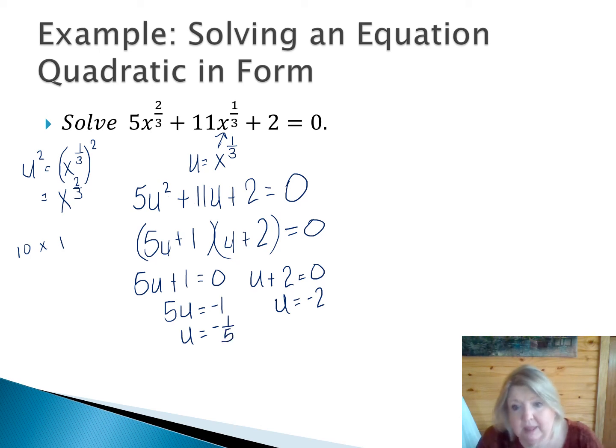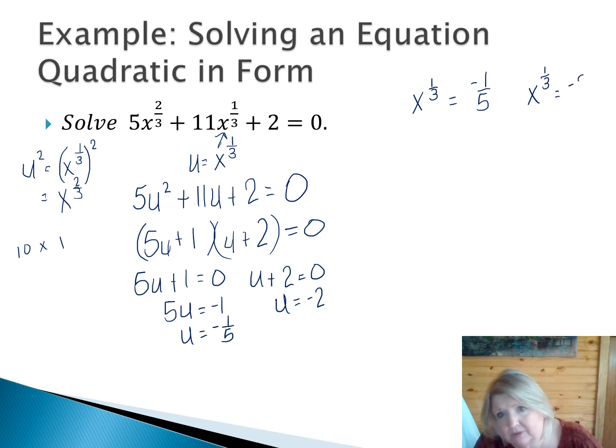My problem is that u was not a part of my problem. But that's okay. I'm going to go back and substitute x to the 1/3 for u. So x to the 1/3 may be negative 1/5. And x to the 1/3 may also be negative 2. How did I solve these problems? Once I got the rational exponent isolated, I raised to the reciprocal power. But what I did to the left, I had to do to the right. So I'm going to, on both equations, raise to the reciprocal power, which in this case is just 3.